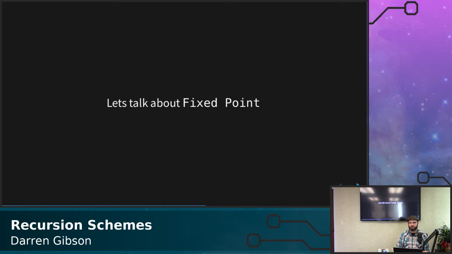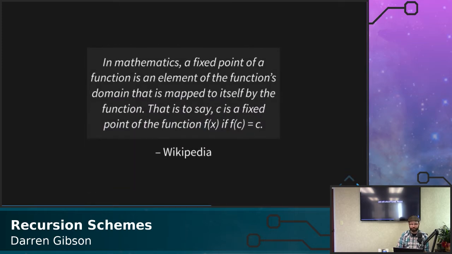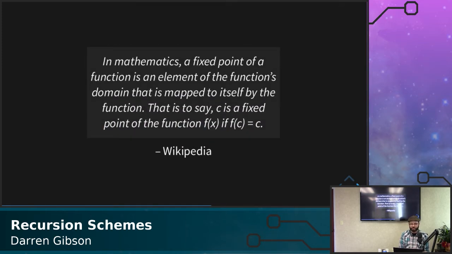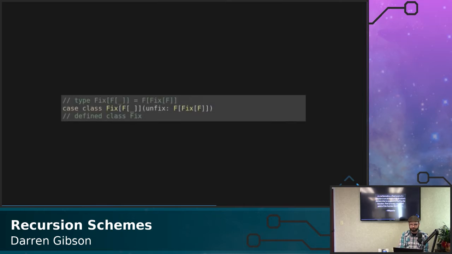Let's talk about fixed point. A little bit of a diversion, but important. In mathematics, a fixed point of a function is an element of the function's domain that is mapped to itself by the function. That is to say, c is a fixed point of the function f of x if f of c equals c. Remember that f of c equals c part.